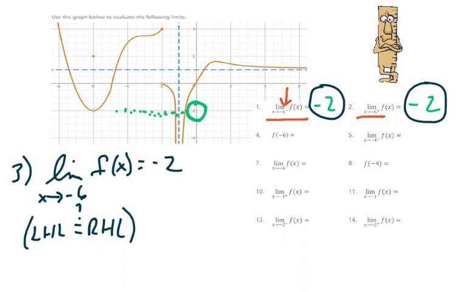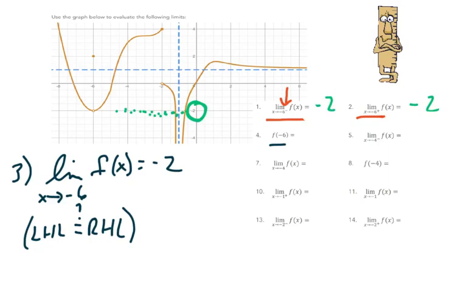Okay, moving on to question 4. Question 4 is now saying find f of -6. Well, f of -6 just simply means, sorry, I'm going back to erase. F of -6 just simply means when you're looking at x equals -6, what is the y value of your plotted point? Now, your plotted point, remember, is your closed circle, not your open circle.